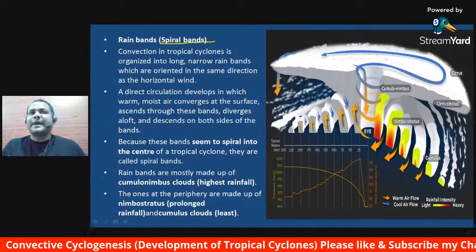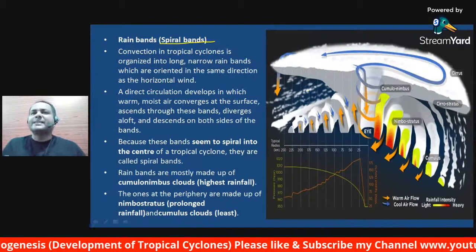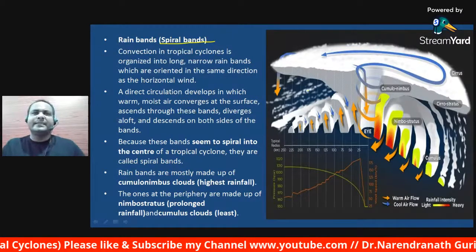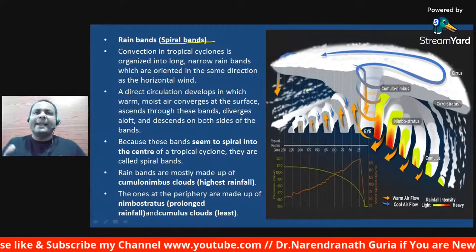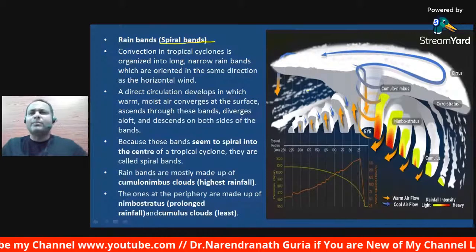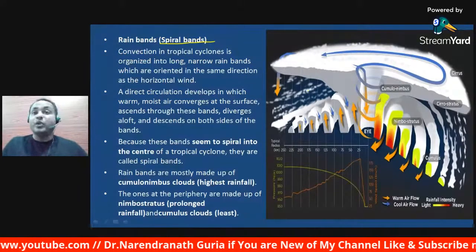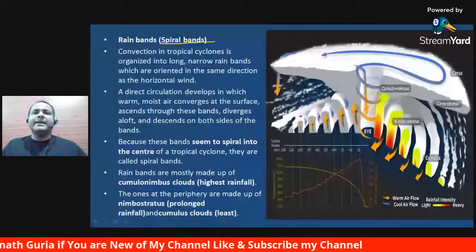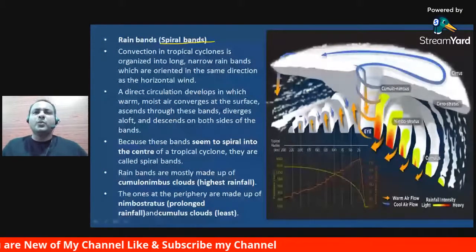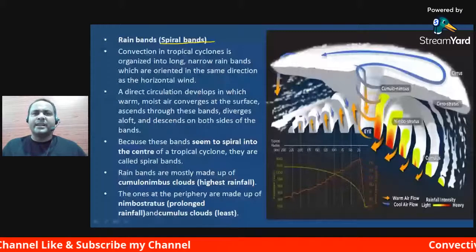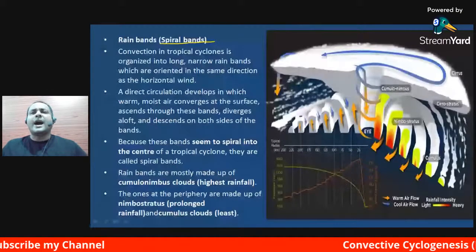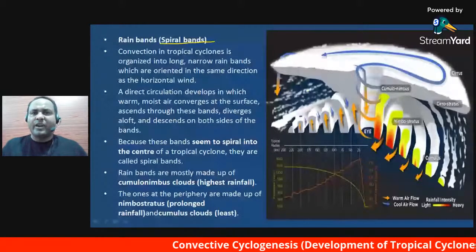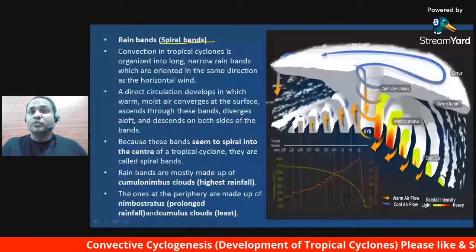Clear? Spiral bands, basically these bands seem to spiral into the center of the tropical cyclone, and they are called spiral bands. And the rain bands are mostly made up of cumulonimbus clouds. Very interesting. Rain bands are mostly made up of cumulonimbus clouds with the highest rainfall, and the periphery is made of cumulonimbus with prolonged rainfall and cumulus clouds.